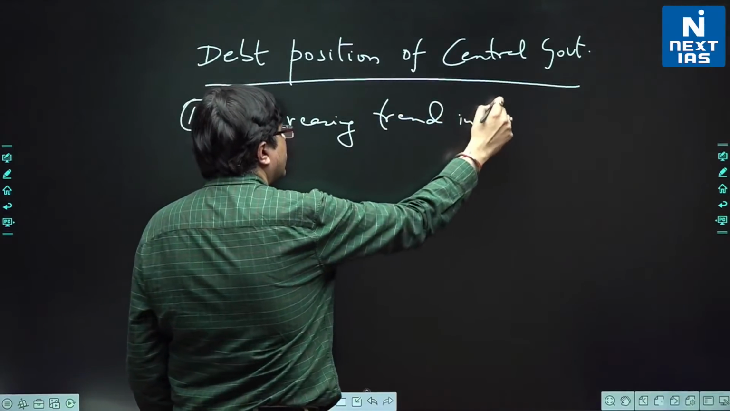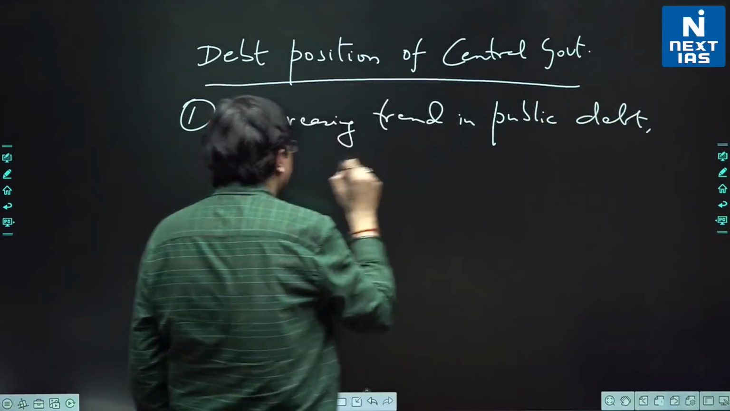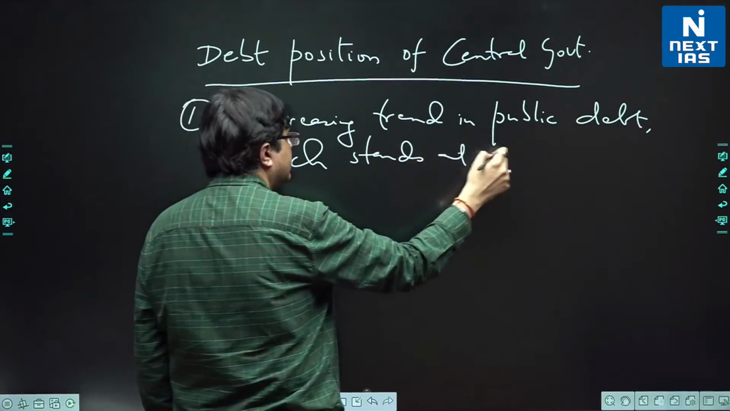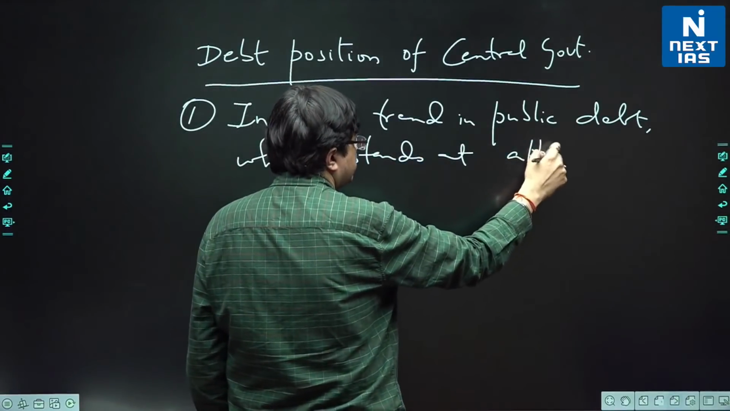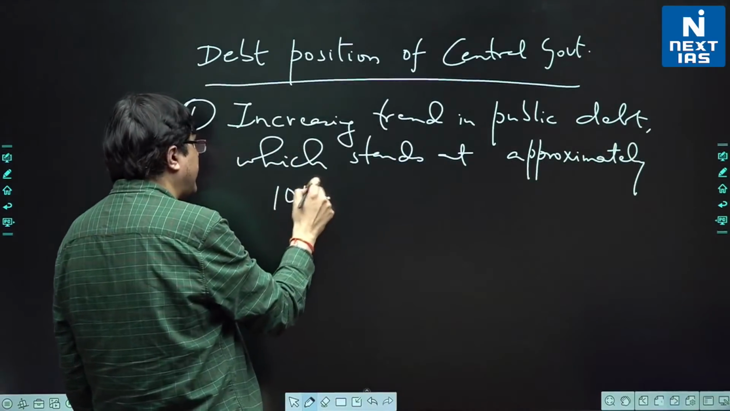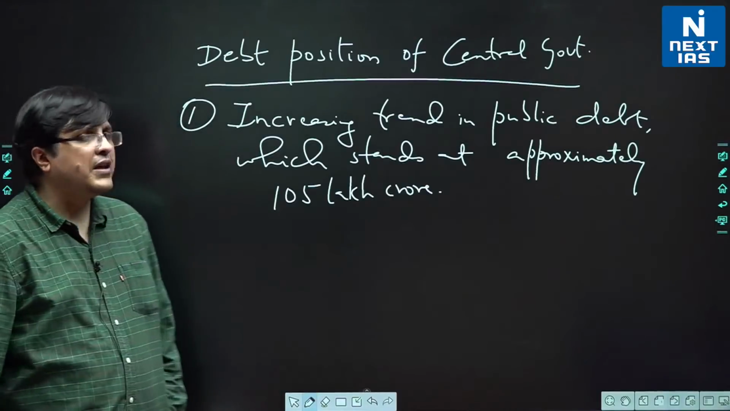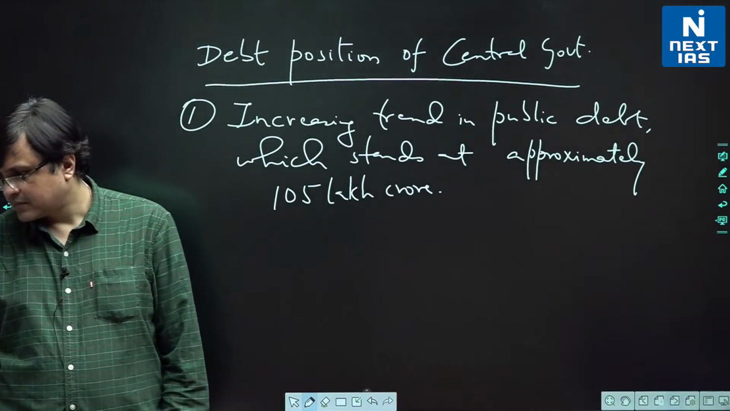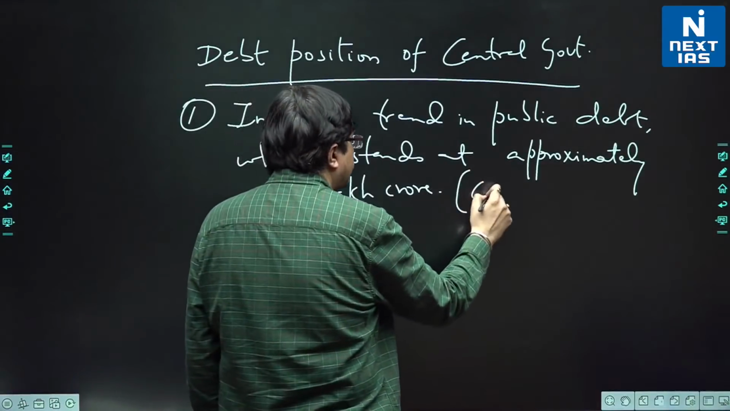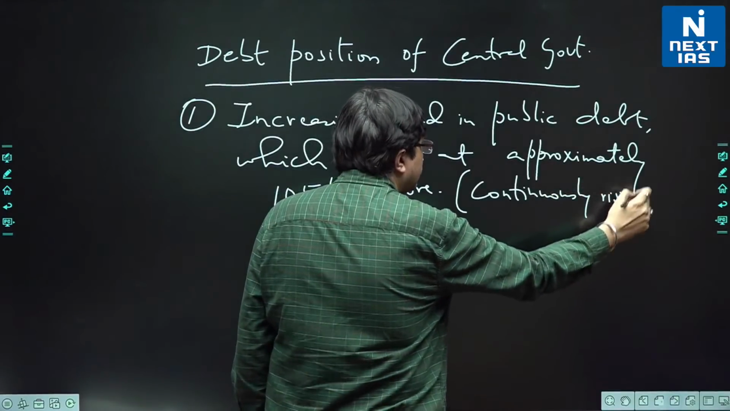Increasing trend in public debt, which stands at approximately 105 lakh crore. That is the trend we have seen in public debt, and it has continuously increased in the last 7 years. Continuously rising. पिछले 7 सालों में ये लगातार बढ़ता गया.